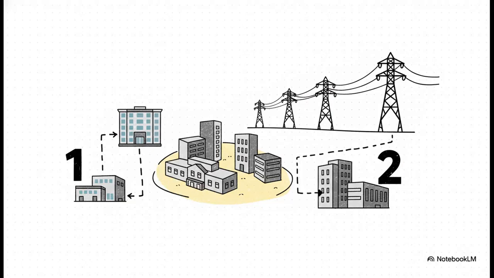This comparison makes the difference crystal clear. Let's go back to our university. If the campus has its own little power plant burning fuel to create heat and electricity, that's Scope 1.